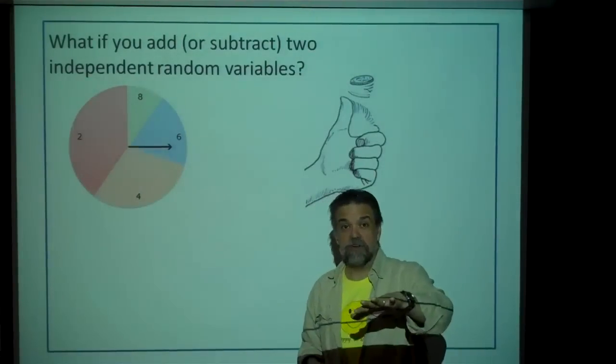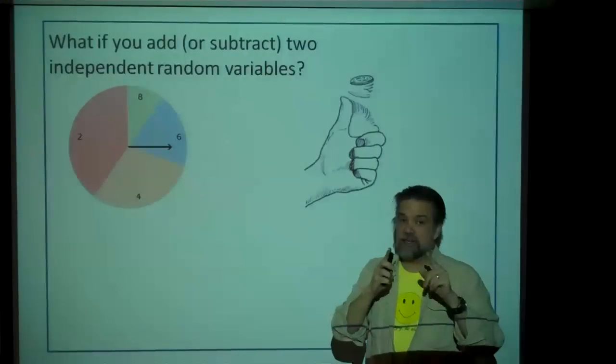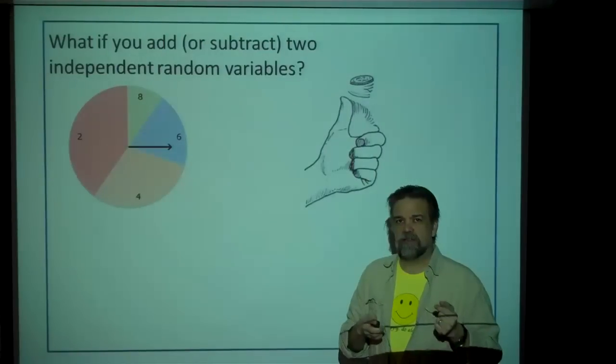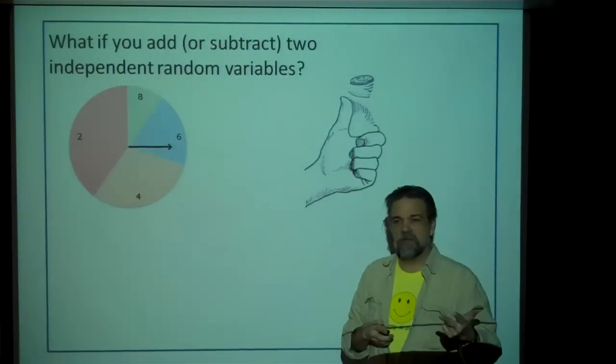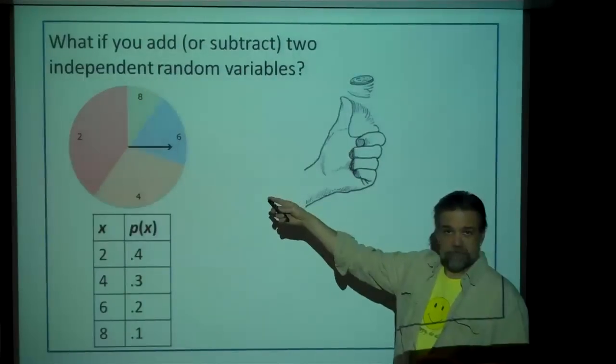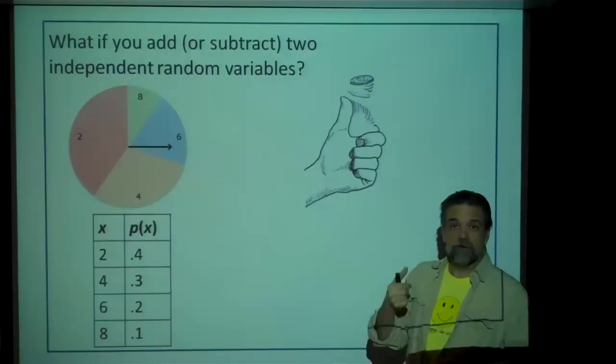Now, last thing we're going to look at, what happens when you take two independent random variables and add them up together? How can we calculate the mean, the variance, and the standard deviation of those things? Well, here's our spinner. Okay, we're familiar with that. And then here's a coin. We're going to flip this coin.